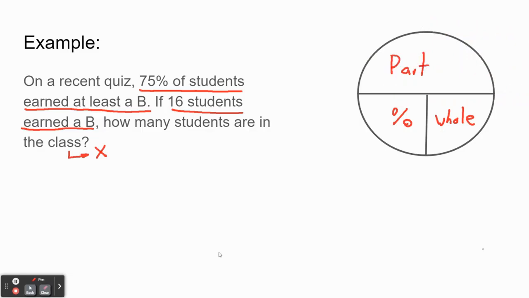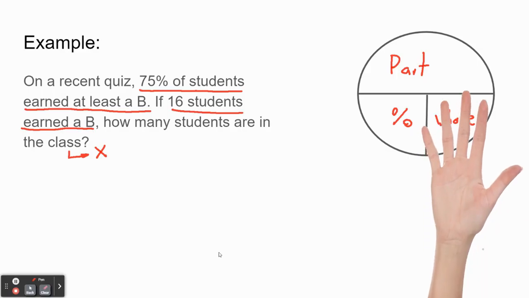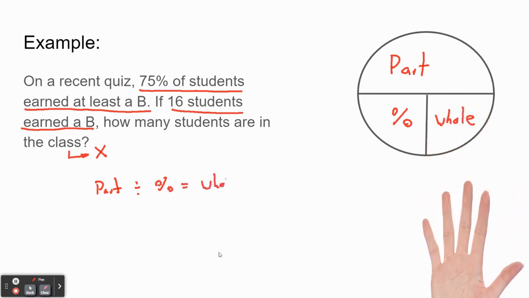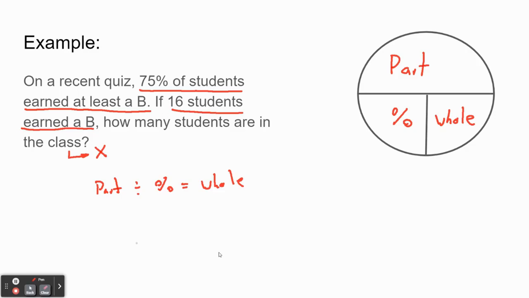On the other hand, in this case, we want to find the whole. So we're going to use our hand to cover up the whole, and we'll have part above the percent. What that means is that we're going to divide. So we're going to take the part and divide it by the percentage to get the whole. So we can start writing this out: 16 divided by 75% is equal to x. That's a good start.